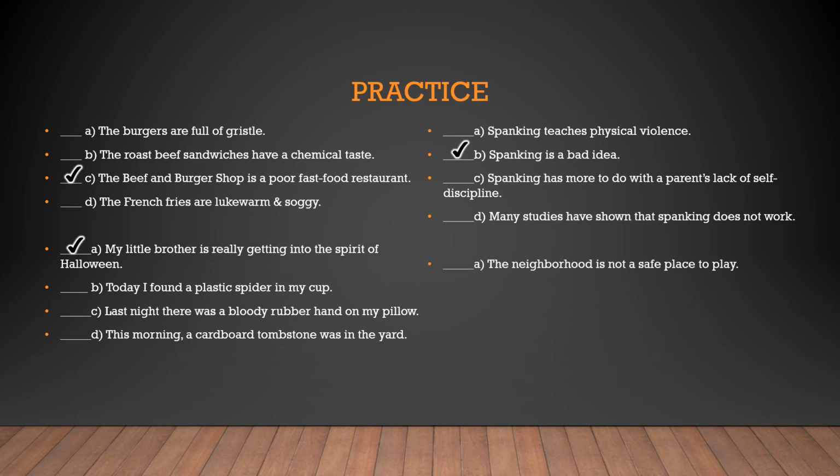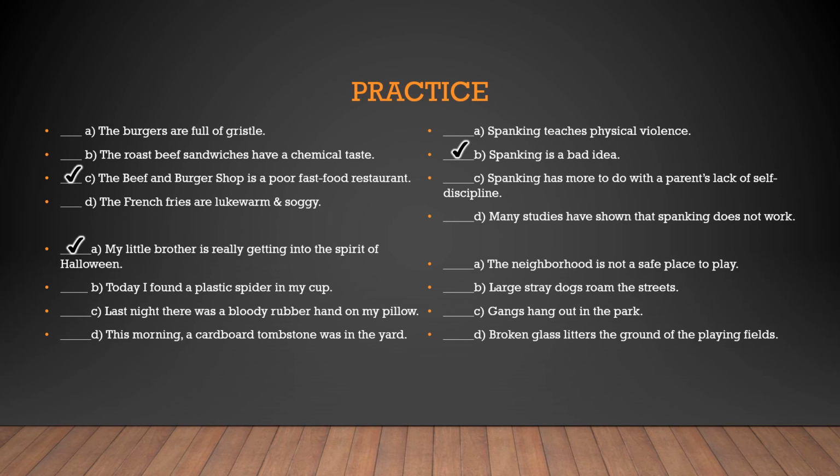All right, now on to the last one here. The neighborhood is not a safe place to play. Large stray dogs roam the streets, gangs hang out in the park, broken glass litters the ground of the playing fields. Again, same type of thing here. All four of these sentences, when put together, tell a story of some kind. And again, we're looking for the one statement here that is basically putting forth an opinion, perhaps, of some sort, and actually encompasses everything else that we're talking about here.